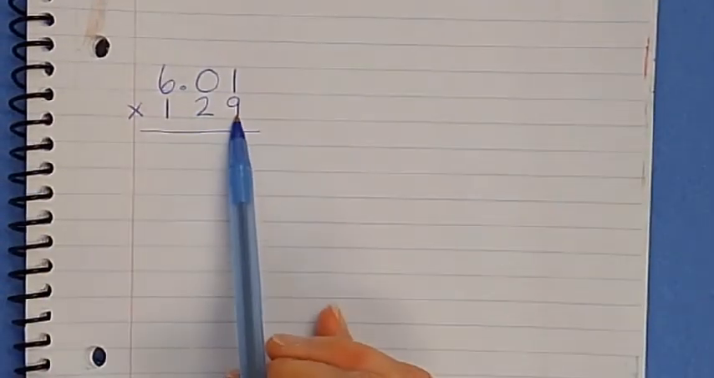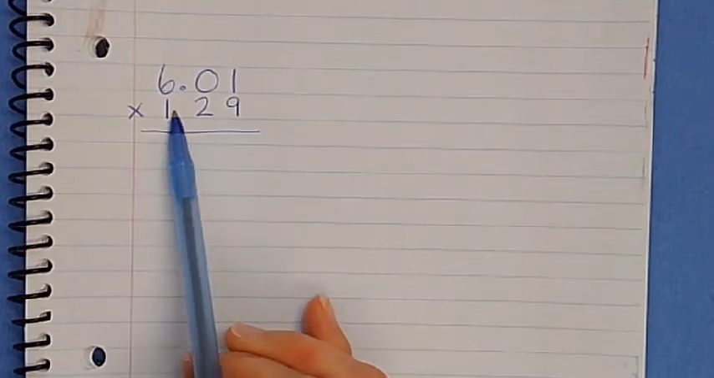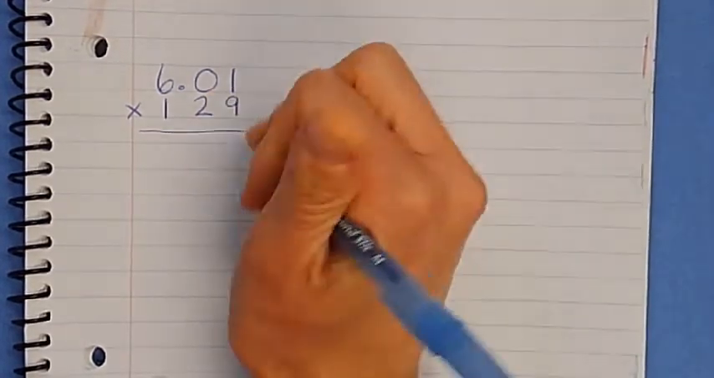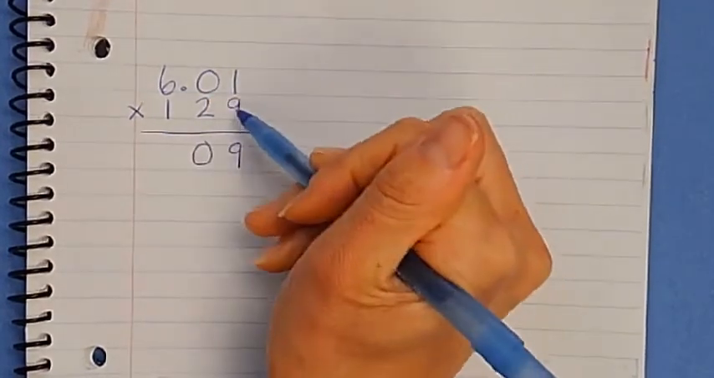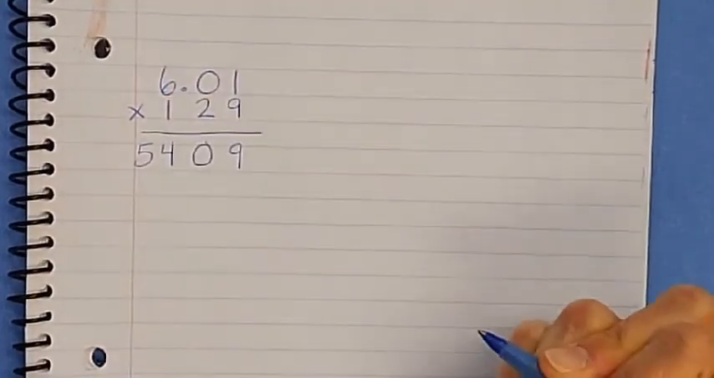So I'm going to start with the 9. Remember, I always start on the right and work my way to the left. 9 times 1 is 9. 9 times 0 is 0. And then 9 times 6 is 54. I'm, again, doing the same step.